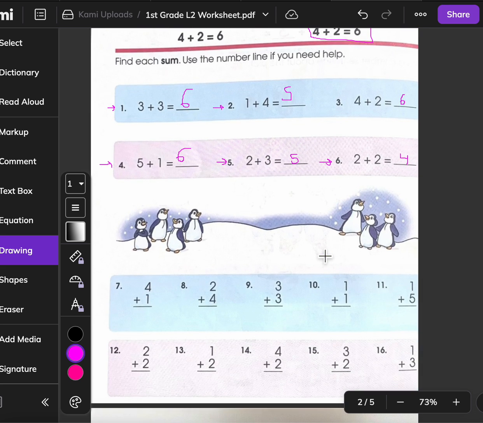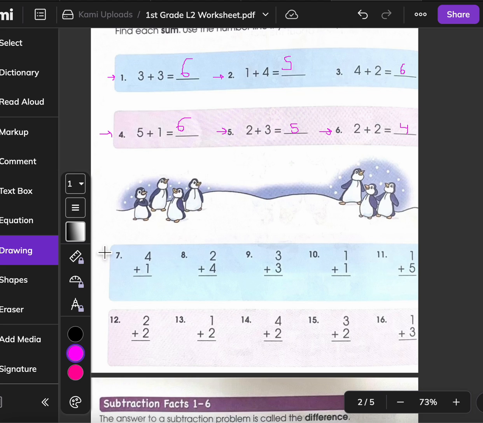All right, let's try some of these without using the number line. So number 7, 4 plus 1. So 1 after 4 is 5. 2 plus 4, so 2, 3, 4, 5, 6. Okay, 3 plus 3, so 3, 4, 5, 6. Okay, then we have number 10, 1 plus 1, just 1 after 1, so 2 comes after 1.